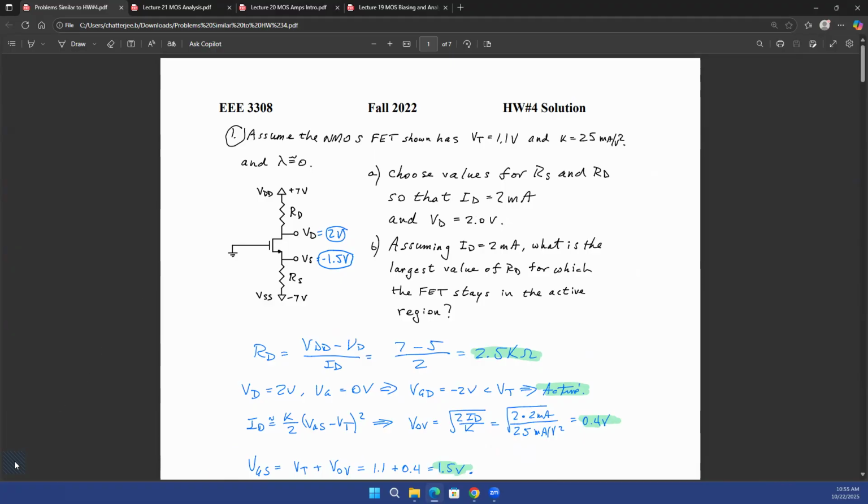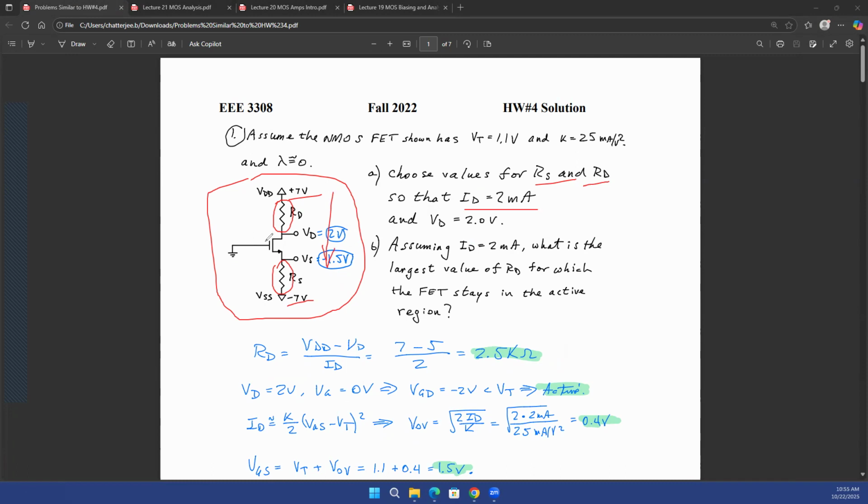So of course, these problems are very similar to your actual homework 4 problems. In this case, for the first problem, your VDD is plus 7 volt, VSS is minus 7 volt. There is a RS resistance connected at the source. There is a RD resistance connected at the drain. And you're asked to find the values for RS and RD so that the current flowing through this is 2 milliampere.